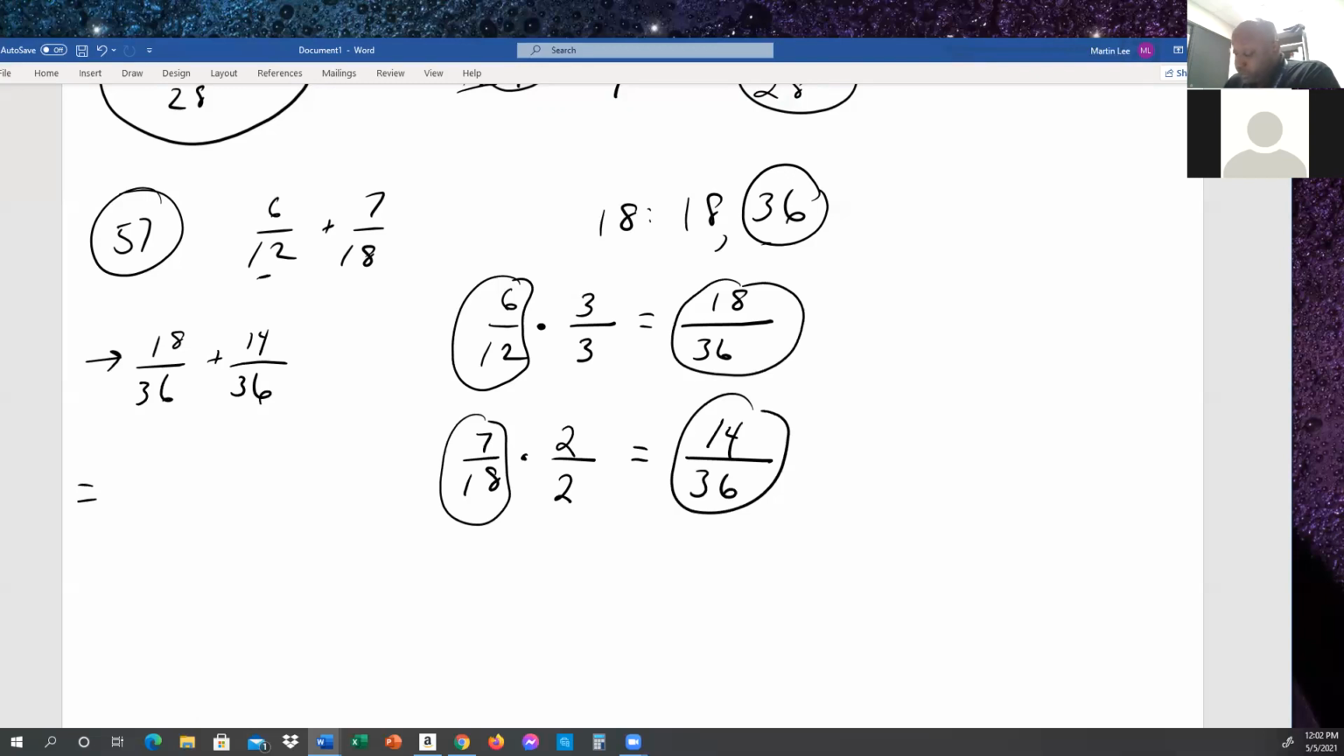Okay, so 18 plus 14 is 32 over 36. Let's see, common factors, well, at least 4. So let's divide numerator and denominator by 4. 32 divided by 4 is 8, and 36 divided by 4 is 9. And this can't be simplified, so we stop with 8/9.